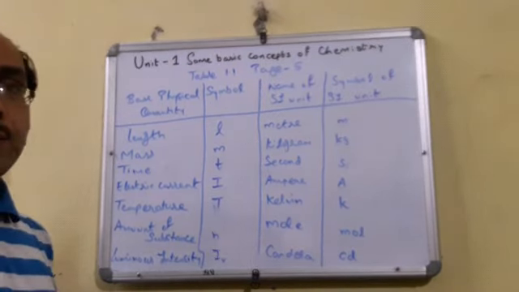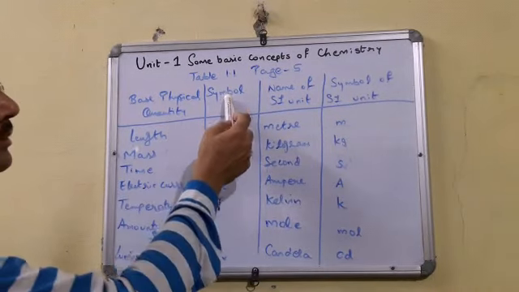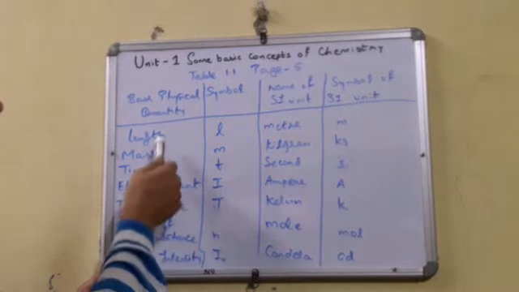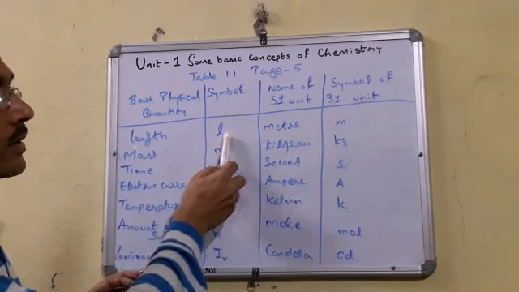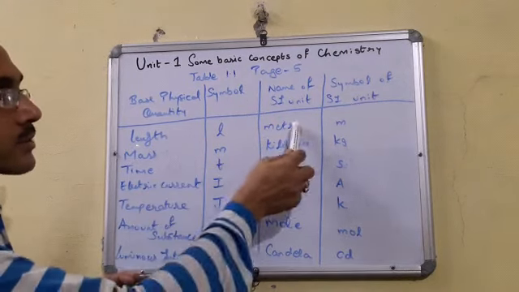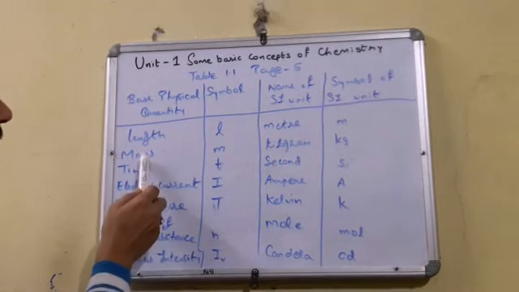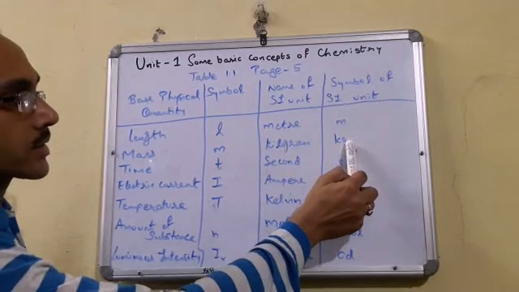Now see the 7 base units. These are base physical quantities. This is the symbol, this is the name of the SI unit and this is the symbol of the SI unit. The first physical quantity is length. Its symbol is l. The name of the SI unit is meter and the symbol of the SI unit is small m. Similarly for mass, it is m. Its SI unit is kilogram and it is kg.